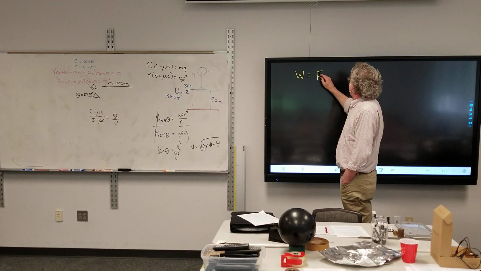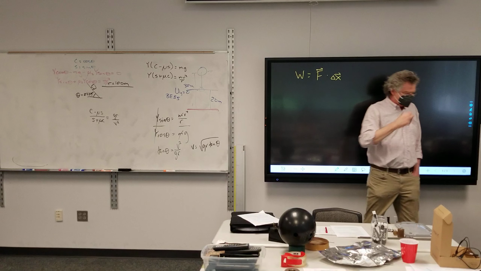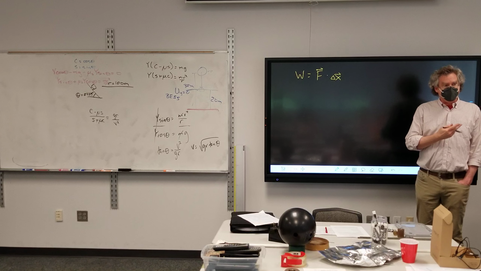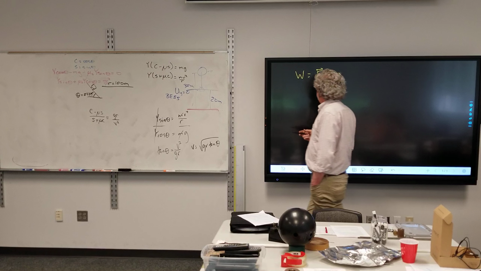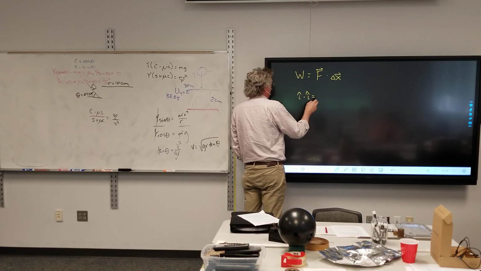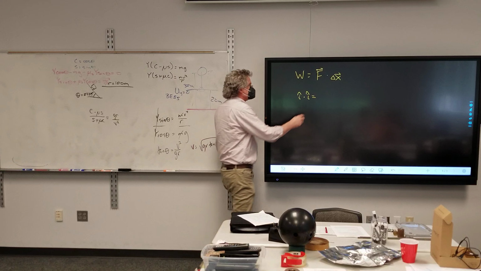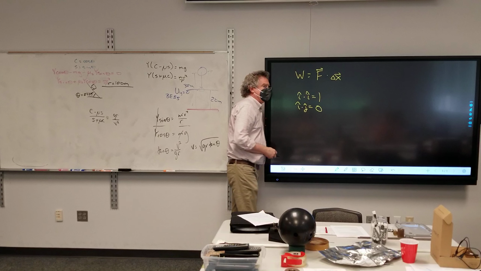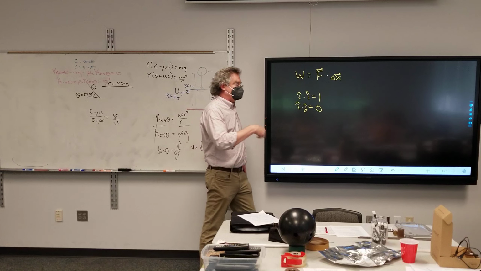Work, assuming force is constant, is the force dot product times the displacement. Dot product is multiplying parallel components. So if I had i hat dot i hat, what would that equal? I hat dot j hat. Is it 0? Yes.